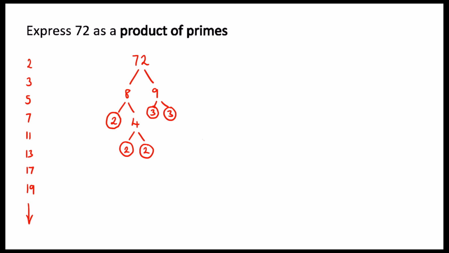I can therefore use this tree to help me write 72 as a product of primes. This would be 2 times 2 times 2 times 3 times 3. So that's all of the prime numbers from our factor tree multiplied together, and that's a perfectly good answer for a product of primes. However, if it asks you to write it in index form, you need to collect these into powers and say that that's 2 cubed times 3 squared.